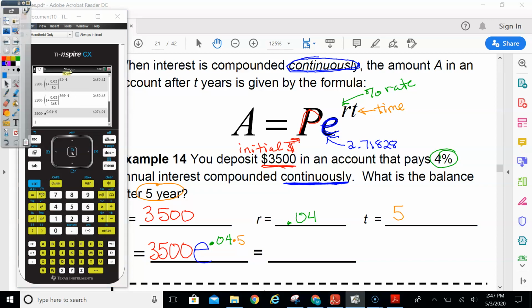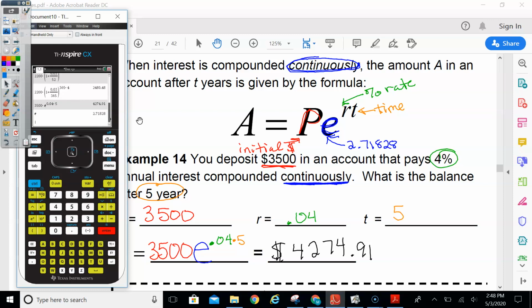And we get that there is $4,274.91 after the 5 years. So again, the keyword for this one is continuously. There's a few ways to get the E, but you'll also see on the little pi sign, if you click the little arrow, it gives you E, because all these numbers, pi is irrational, it's a non-repeating decimal, and so is E. So here, again, this gives you the decimal 2.71828.